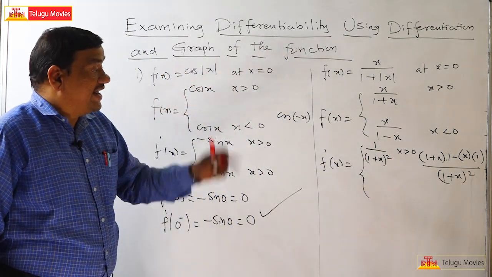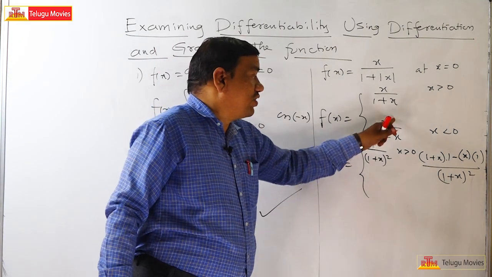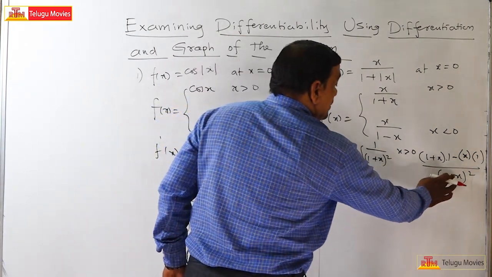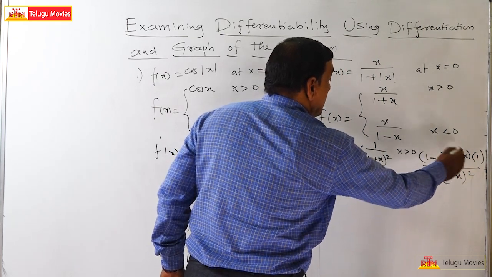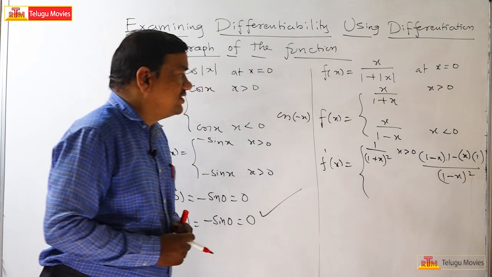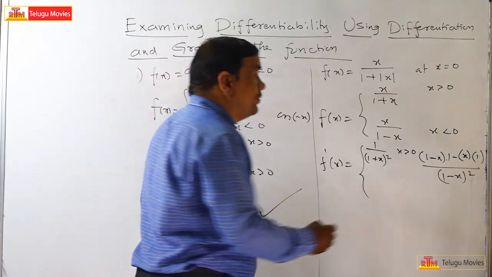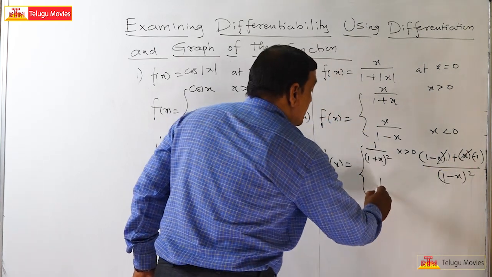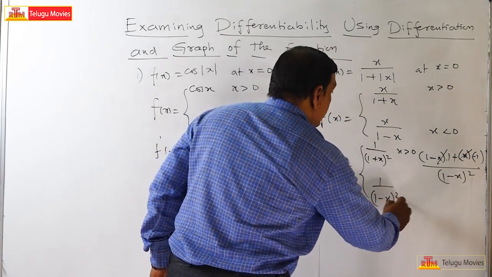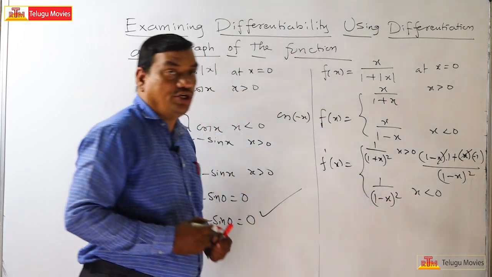Okay, now when x is less than 0, what is the derivative of x by 1 minus x? Here you will get 1 minus x into 1, minus x into the derivative of 1 minus x, which is minus 1. So this is a plus x, and both will get cancelled. So you will get 1 by 1 minus x whole square when x is less than 0.